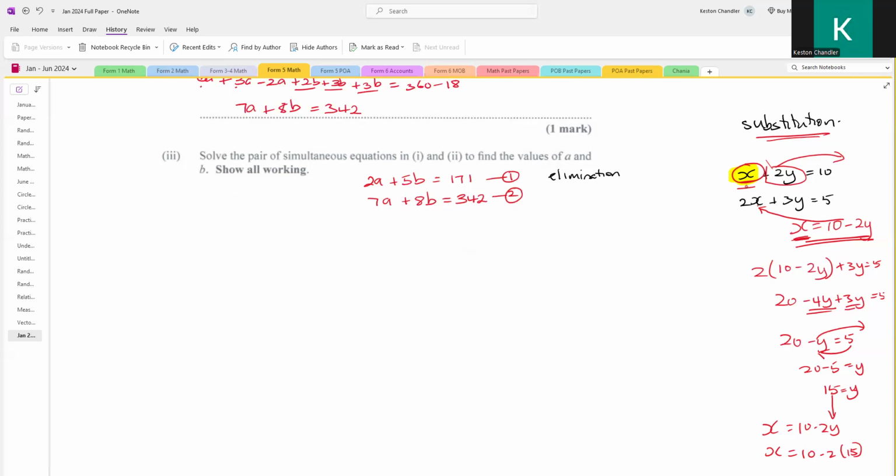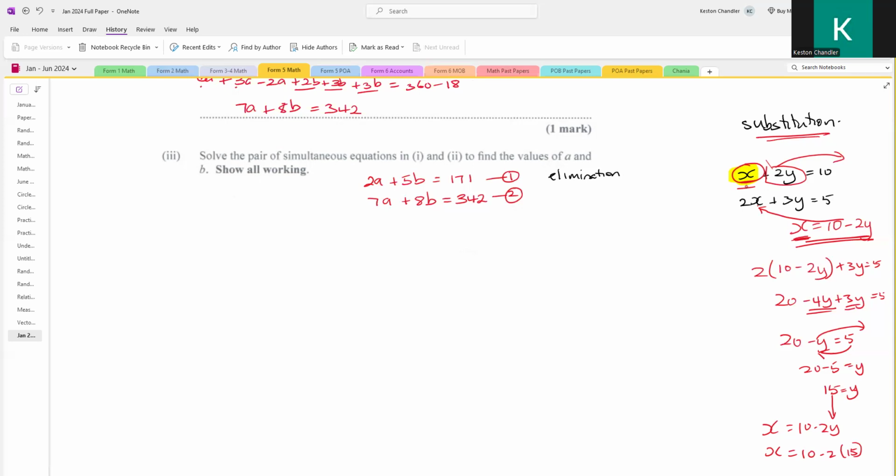Unfortunately, for this question, we don't have any lone values. There's a 2 in front of the A, a 7 in front of the A, 5 in front of the B, a 8 in front of the B. So we can't use that method here. We now have to use the elimination method.